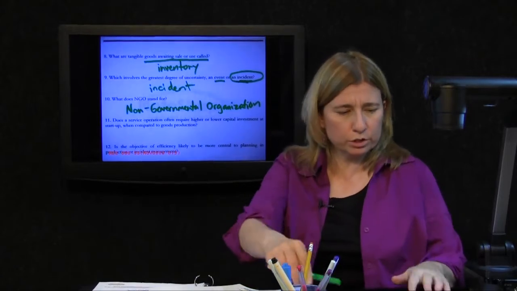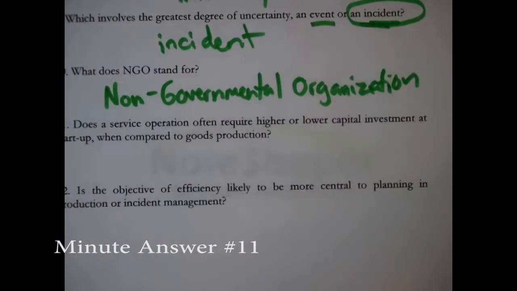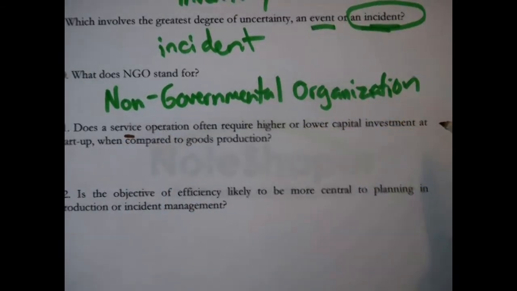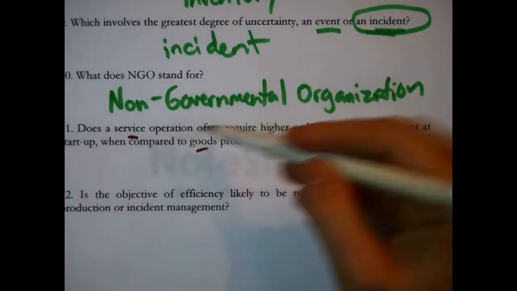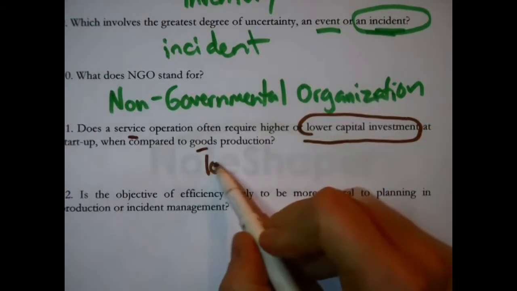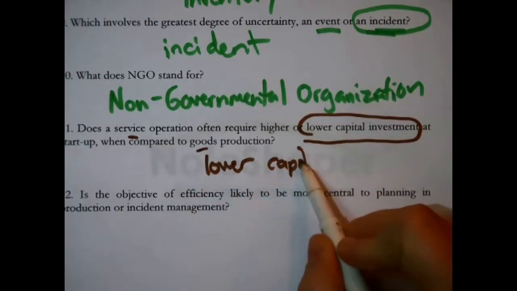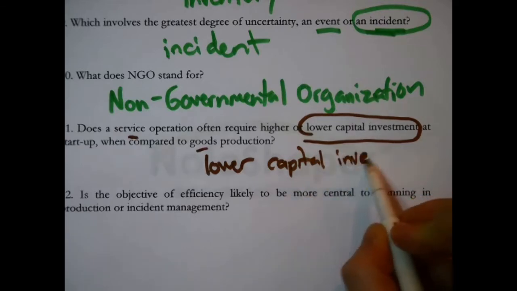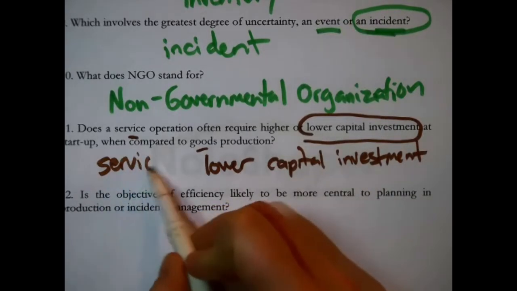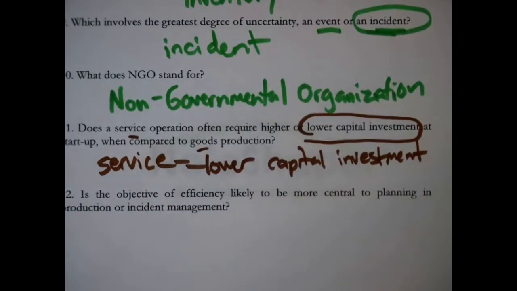All right, next question. Does a service operation, service, require higher or lower capital investment when compared to goods? Service operation, that would be lower. Lower capital investment. Now, that's not like a natural law. It's a generality. But we observe this. Generally, if you want to start a service system, you spend less or obligated to spend less in upfront costs, like for special equipment investments like that.